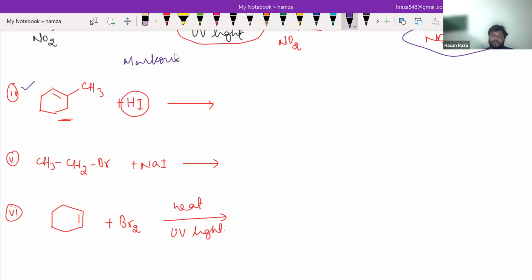And what does Markovnikov say? The negative part of the addendum will go along the double bond to the carbon which has lesser number of hydrogens. So you can see this has hydrogen 1 and this carbon does not have any hydrogen. So break this double bond, and this is CH3. So I will go to that carbon which has lesser number of hydrogens, and hydrogen will go to that carbon which has greater number of hydrogens. So the product will be 1 iodo 1 methyl cyclohexane.